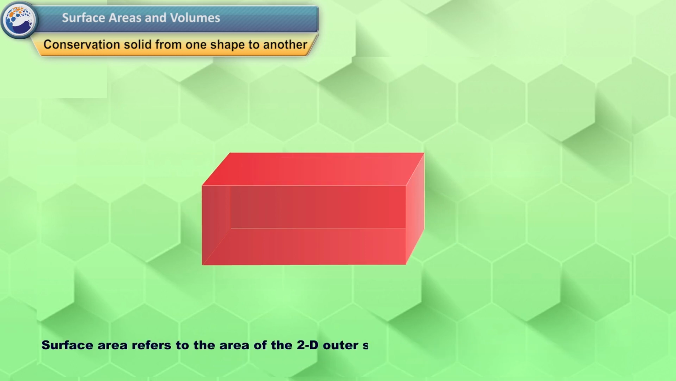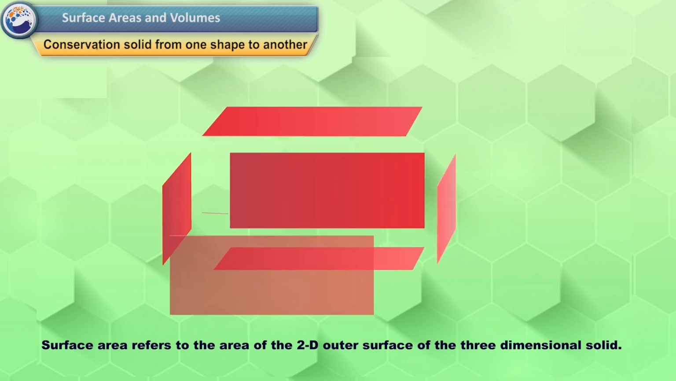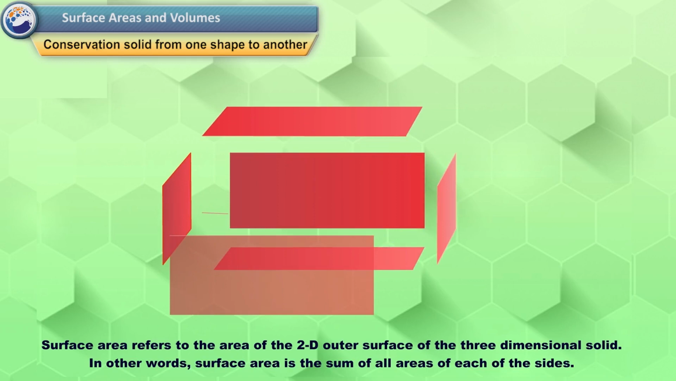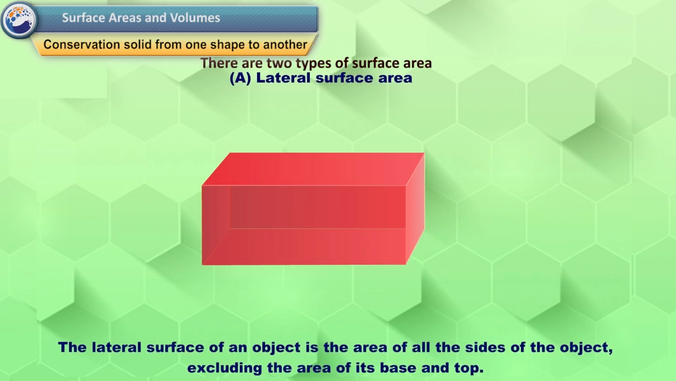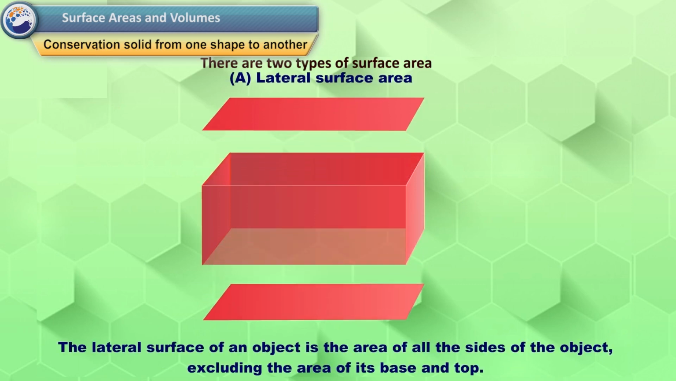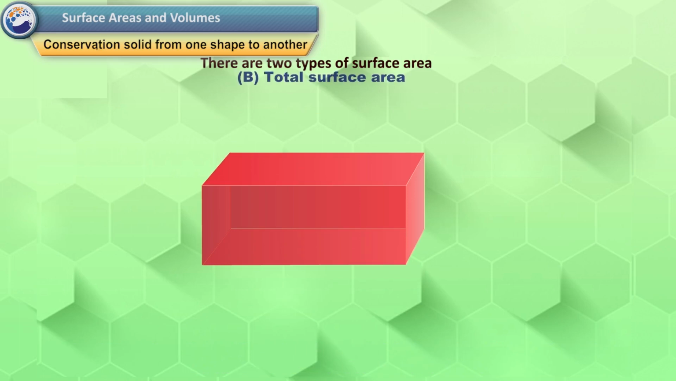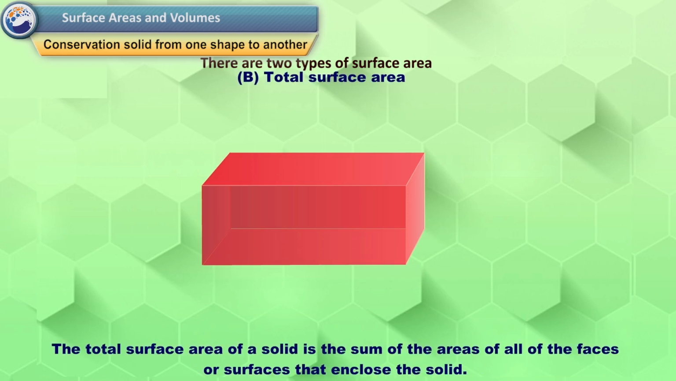Surface area refers to the area of the 2D outer surface of the three-dimensional solid. In other words, surface area is the sum of all areas of each of the sides. There are two types of surface area. Lateral surface area: the lateral surface of an object is the area of all the sides of the object, excluding the area of its base and top. Total surface area: the total surface area of a solid is the sum of the areas of all the faces or surfaces that enclose the solid.